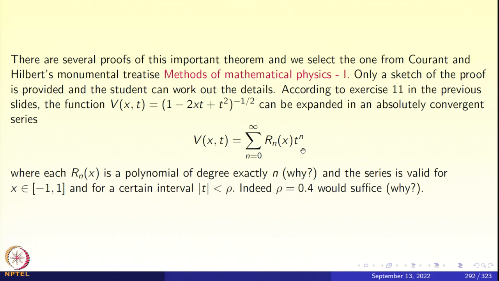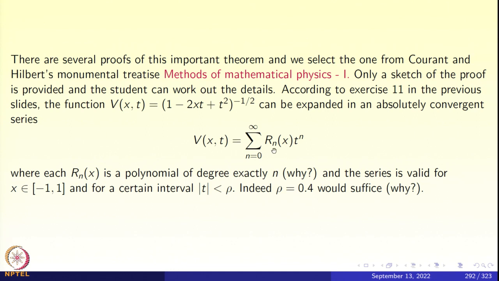You can rearrange the terms in such a way that I can collect the powers of t, and I can write this sum function V(x,t) as summation n from 0 to infinity R_n(x) t to the power n, where R_n(x) is obviously going to be a polynomial of degree exactly n. When you write this expansion using the binomial series, you will have to tell me why this is a polynomial of degree exactly n. And the series is valid for x between minus 1 and 1, provided mod t is small. In fact, if mod t is less than 0.4, that will be enough for carrying out the analysis.